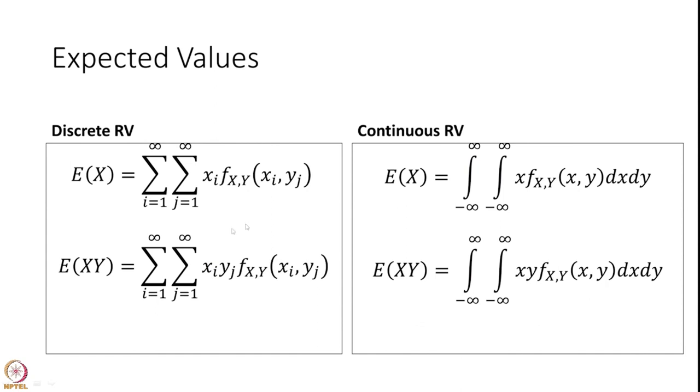The expected values are also defined accordingly. In case of a discrete random variable, the expected value of x is the summation over i from 1 to infinity and j from 1 to infinity of x_i times the probability mass function of x and y. Otherwise, you fully integrate over y and x, but you multiply with the value of x and the density function. Similarly, for y you put y_j in the discrete case and y in the continuous case. Then you can find the expected value of g of x, or the expected value of another function h of x and y both. They all can be derived from this particular method.